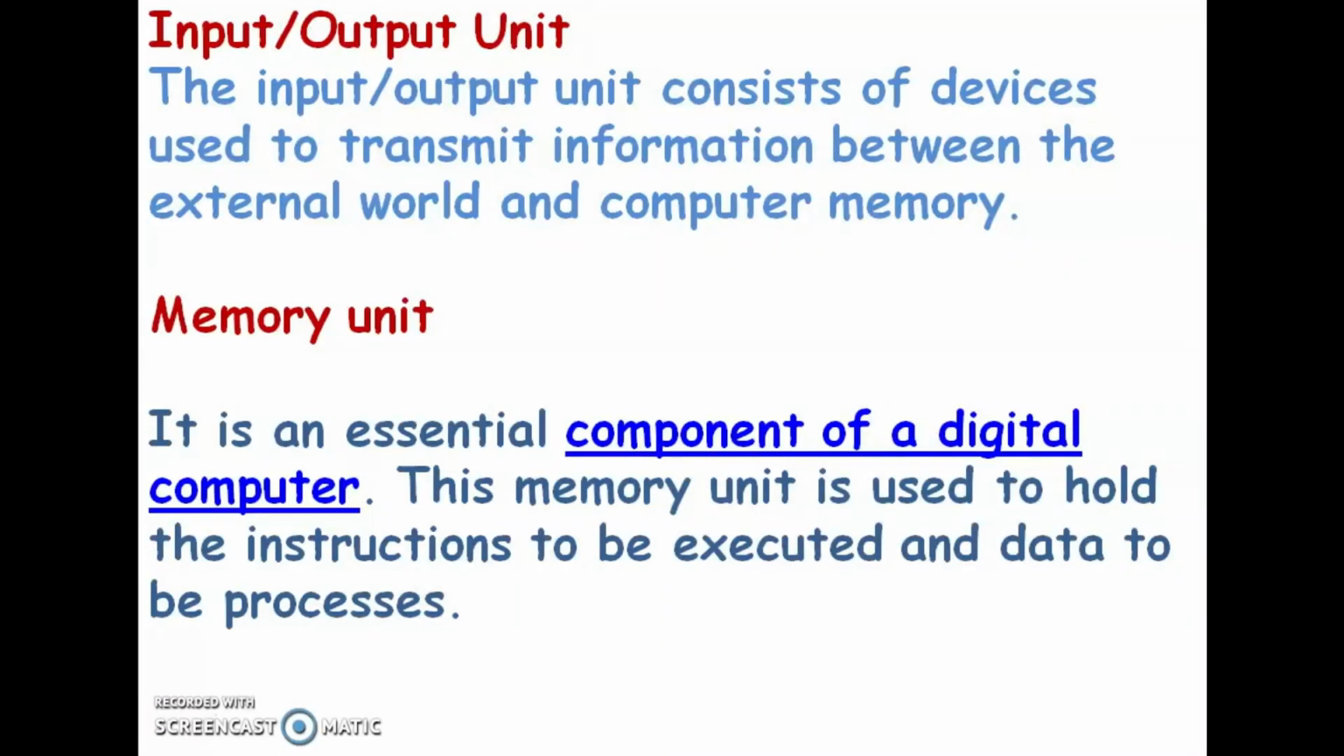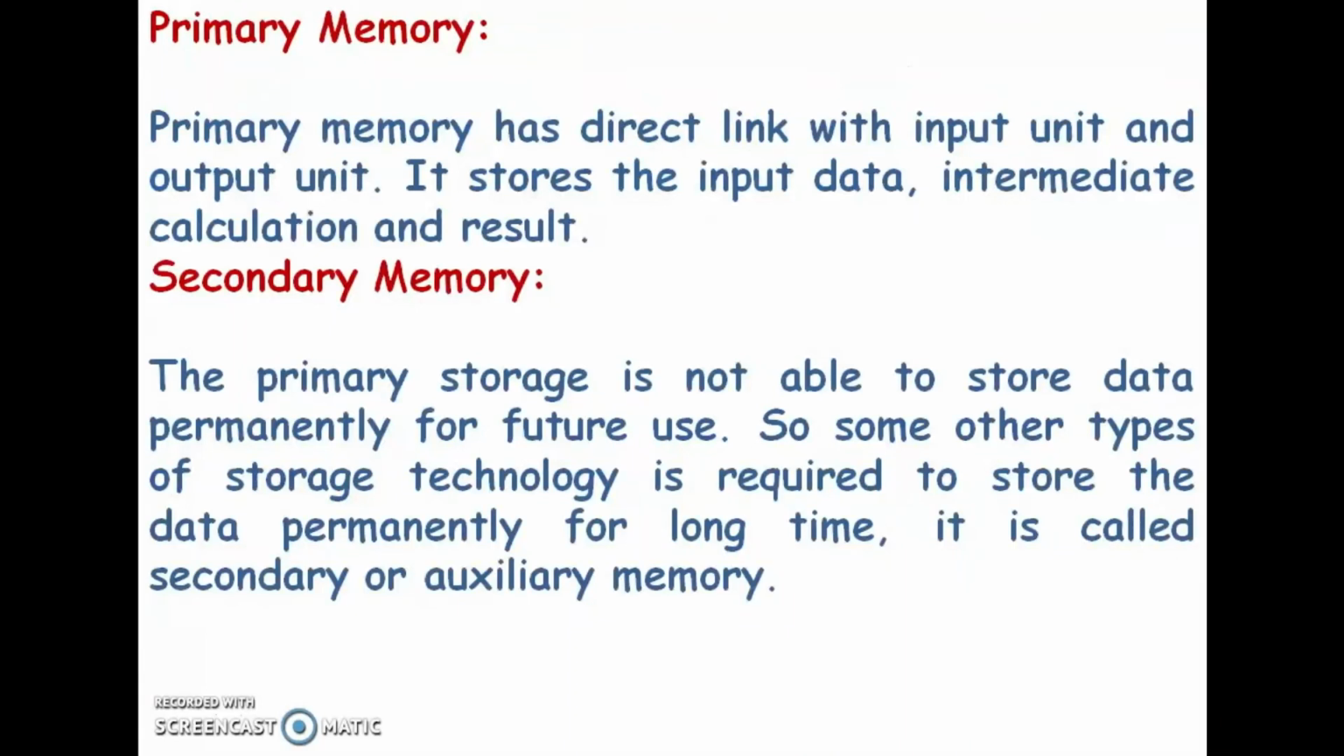Then memory unit. It is an essential component of a digital computer. This memory unit is used to hold the instructions to be executed and the data to be processed. Then primary and secondary memory. Primary memory has a direct link with the input unit and output unit. It stores the input data, intermediate calculations and results.